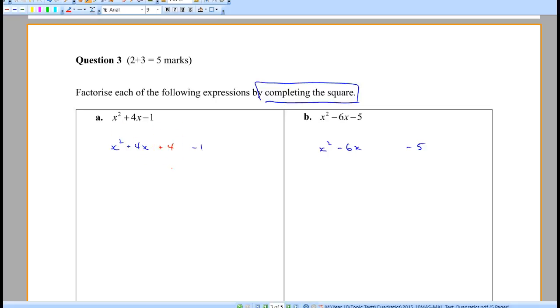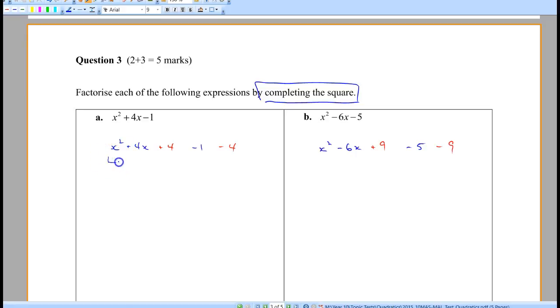Square of half of 4, square of 2 is 4. Square of half of that, you got it, is plus 9. But it's not an equation. All right, so all I've done so far is I've added 4 to this expression. I've got to take it away again. Righto, so I've done that. Now I go back to what I've got.